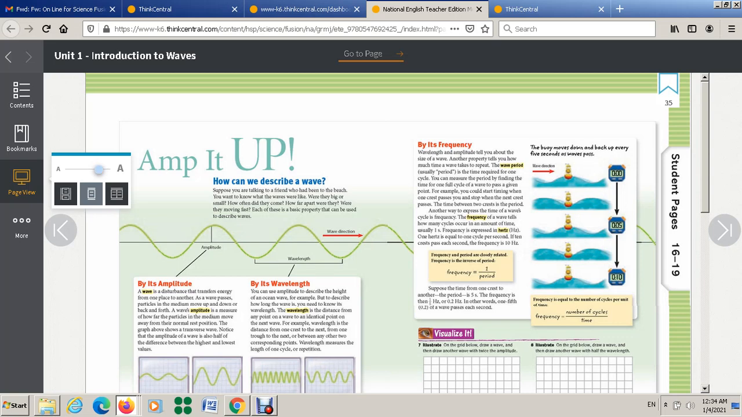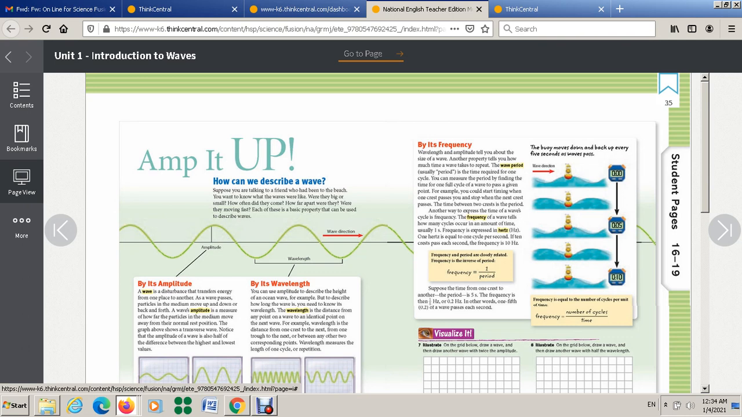Hello everyone. In this video we want to talk about properties of waves. We are going to start with lesson 2, which is talking about properties of waves. We want to know how to describe waves. What are the properties that we can use to describe waves? We want to identify parts of the wave first. Then we want to describe how the energy of a wave varies over time.